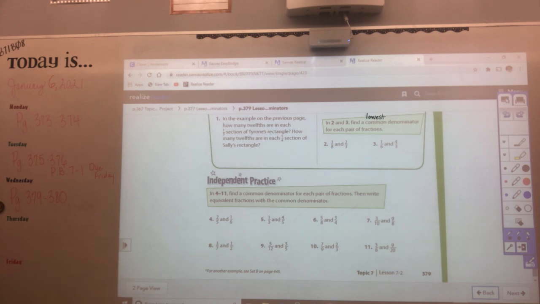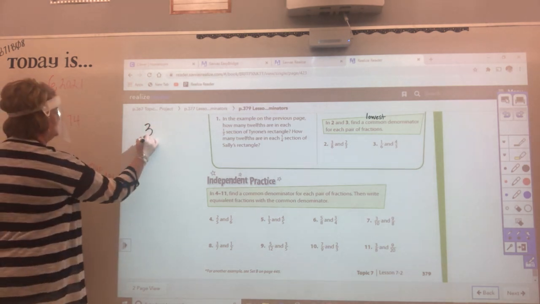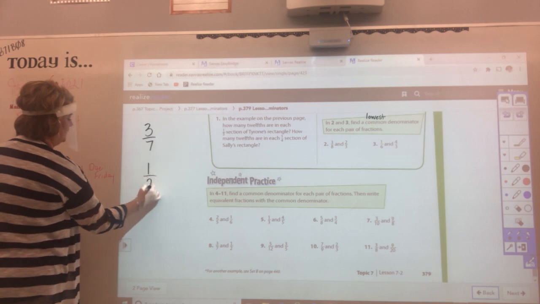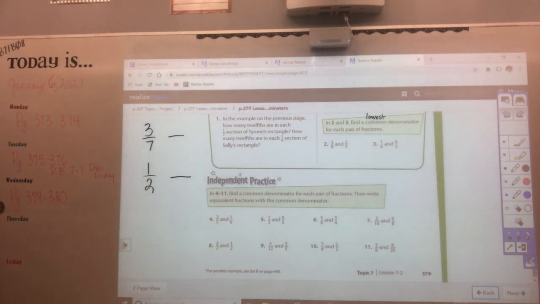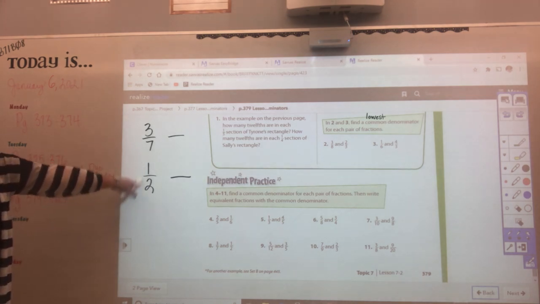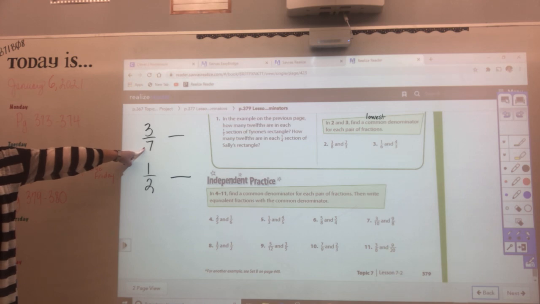What number are we on, 8? Yeah. 3/7 and 1/2. We have to start on the bigger denominator. Is it 7 or is it 2? 7. Get your pencil there and don't move it.